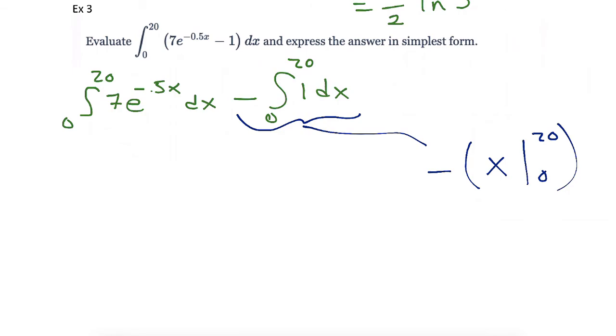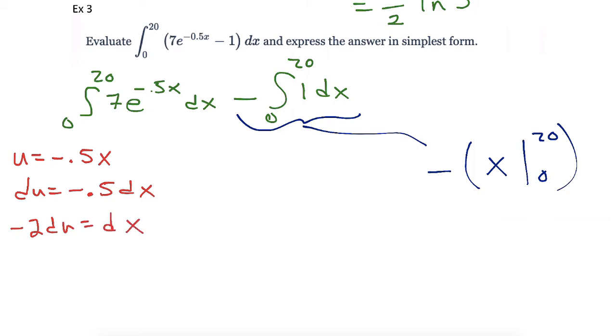Now, the first one, we're actually going to have to use a U-substitution. We're going to say u is equal to negative 0.5 x. So du is equal to negative 0.5 dx. So negative 2 du is equal to dx if we multiply by negative 2 to get rid of the negative 1/2.